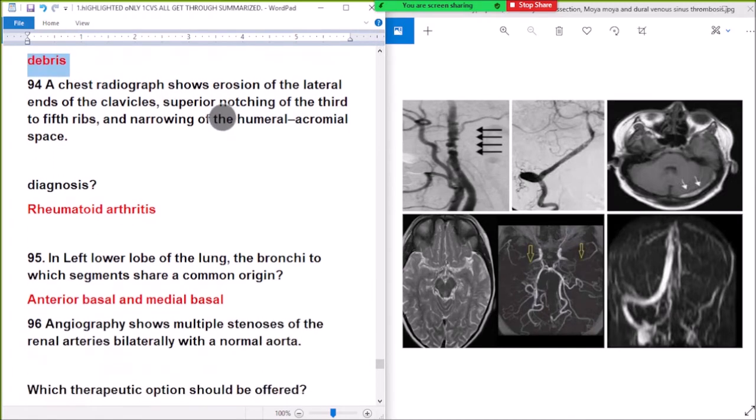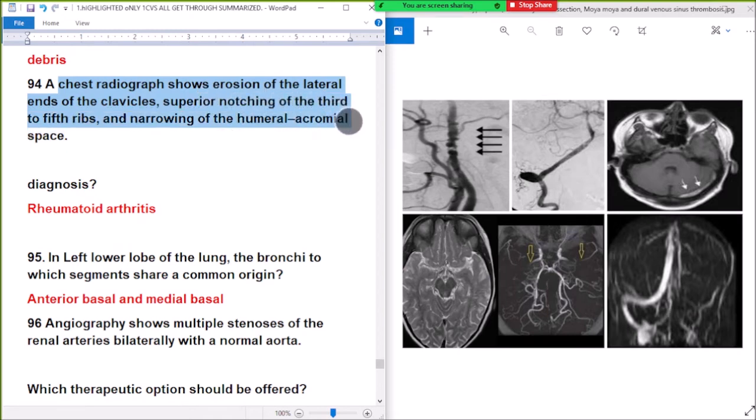Question 94. The radiograph shows erosion of the lateral end of the clavicle, superior notching of the third to fifth ribs, and narrowing of the humeral acromial space. Diagnosis: rheumatoid arthritis.